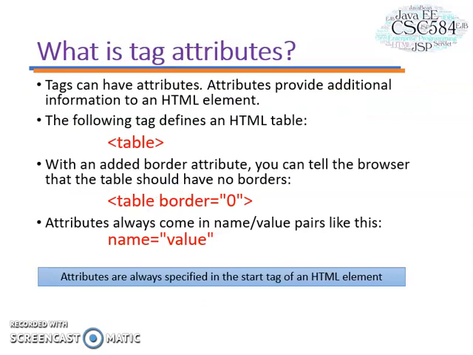Now let's look at tag attributes. Tag attributes provide additional information to an HTML element. For example, the <table> tag defines an HTML table. We add a border attribute to the table tag. Attributes should always come in name and value pairs, like the example.